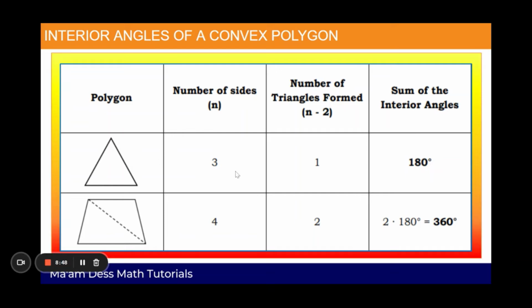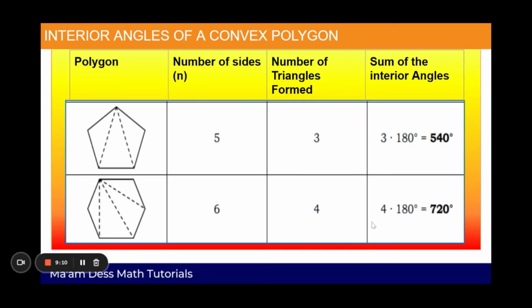Given again the polygon, the number of sides, number of triangles formed, and the sum of the interior angles. Okay, for a triangle, we have 3 sides, 1 triangle, and therefore the sum of the interior angles is 180. For a quadrilateral, the number of sides is 4, number of triangles formed is 2, so multiply 2 by 180, and the sum of the interior angles of a quadrilateral is 360 degrees. For a pentagon with 5 sides, number of triangles formed is 3, so 3 times 180 is equal to 540 degrees. 540 degrees is the sum of the interior angles of a pentagon.